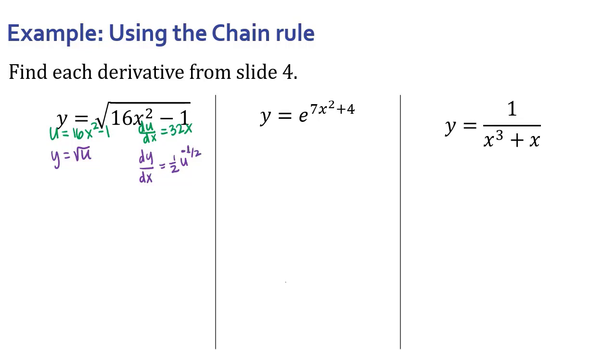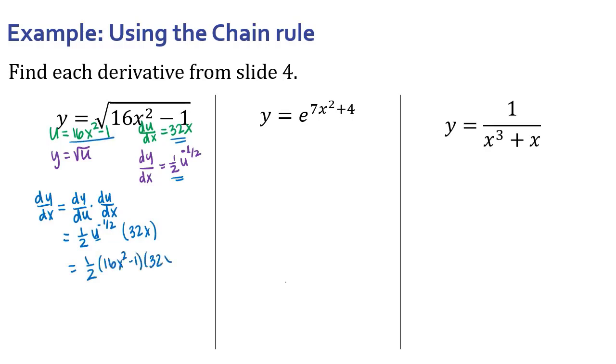So if I were to write this out again, dy/dx equals the derivative of the outside with respect to the inside times the derivative of the inside. Okay, so I found dy/dx was this, so dy/du, u to the negative 1/2 times the derivative of u with respect to x, which was 32x. So that's going to give me 1/2, substitute what u is in for here, 16x squared minus 1 times 32x. And this should be to the negative 1/2 power.